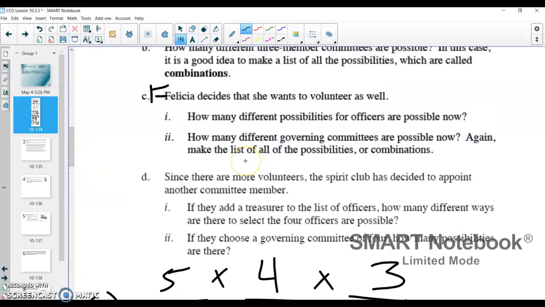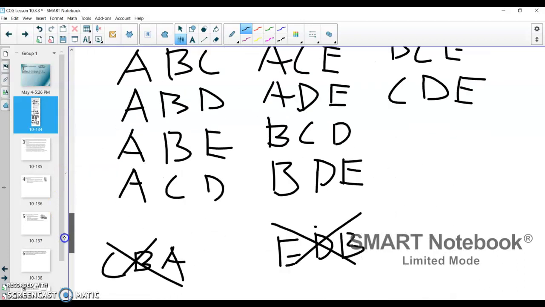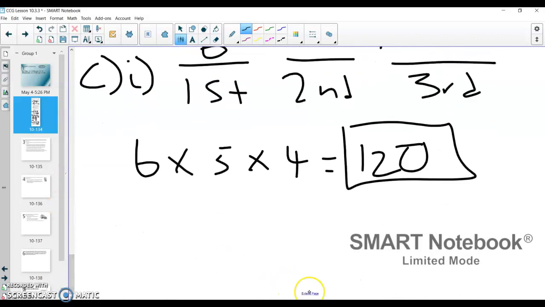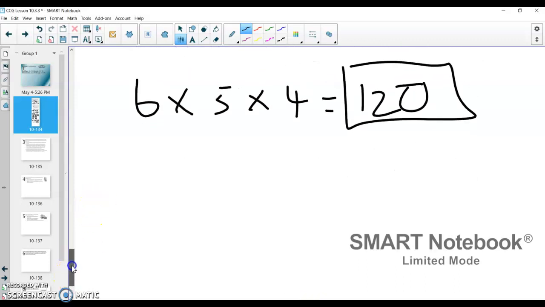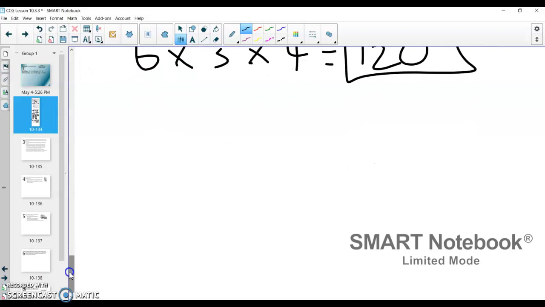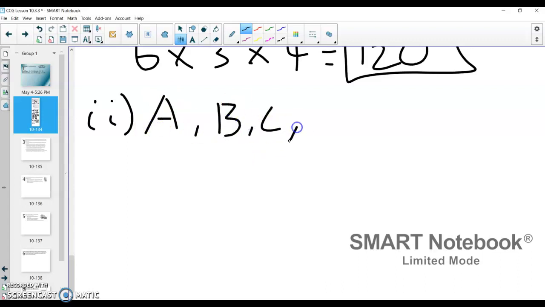So then it's going to tell us now, let's make a list of the different governing committees, or we're going to make a list of all the different combinations, meaning that order doesn't matter anymore. This time I am going to do some fancy editing. I'll start the list, but then I'm going to pause it and do some editing to finish it because it's a little bit longer than the last one. My options here for part 2, the options that I have to choose combinations from, are A, B, C, D, E, and F, and I'm going to make groups of 3 out of these letters.